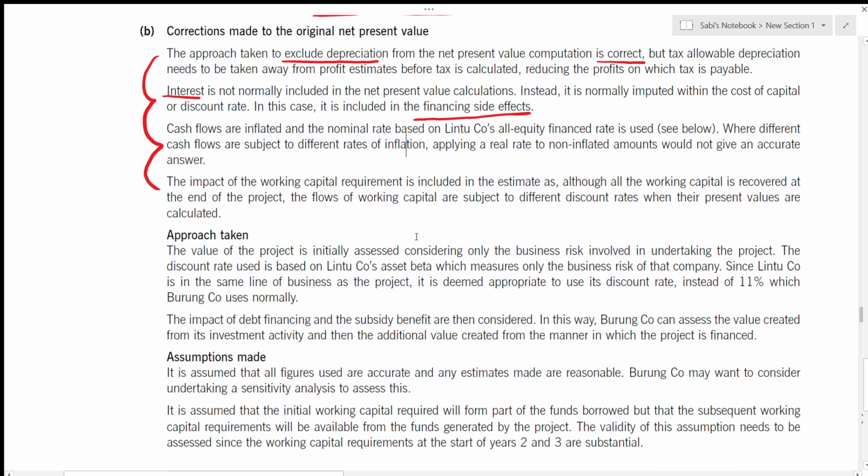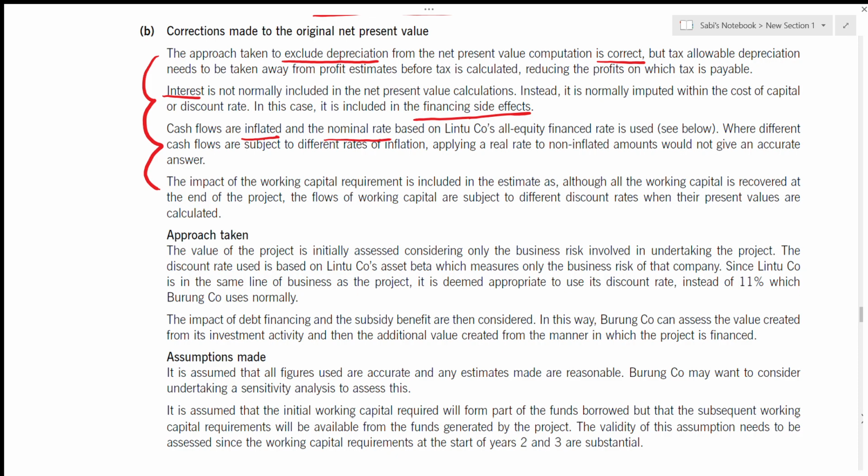Third, let's go. Third, they are talking about inflation. So cash flows are inflated and the nominal rate based on Linto companies' all-equity finance rate is being used. Whenever your cash flows are inflated, you have to use the nominal rate to discount. Remember that. But not the nominal rate of the borrowing company. The nominal rate of Linto companies. We'll see that later; they have also given the assumptions for that, why they haven't used their company and they have used the Linto companies.